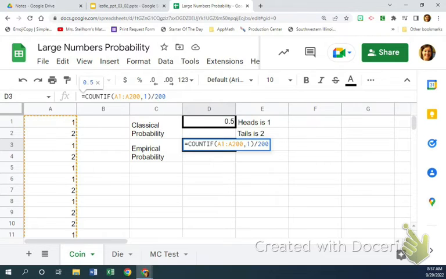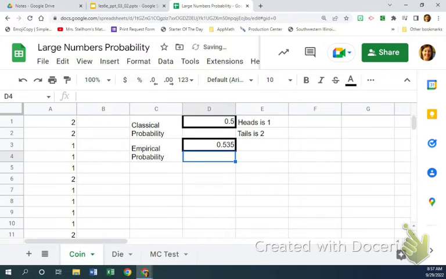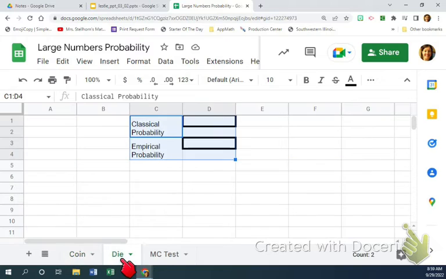So when I hit enter, I am no longer 55 hundredths. Now I'm a little less. But is anybody actually at 50%? Was it 100? Like before, when we only went to 100, it was. And now. So let's go over to the next one.